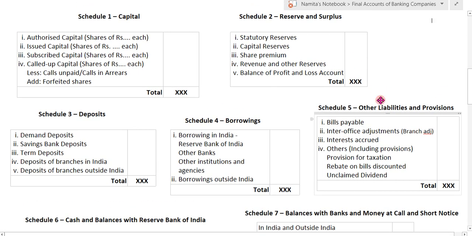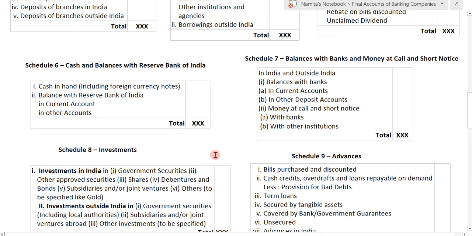Okay, so these were the 5 schedules of capital and liabilities. Next is schedule number 6, which belongs to the assets of the company. So schedule number 6 is cash and balance with Reserve Bank of India. Now every bank has to keep some cash with themselves, as well as they have to keep some balance with Reserve Bank of India.